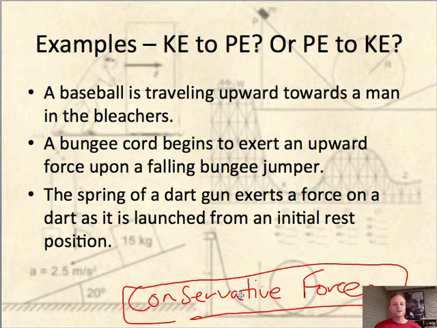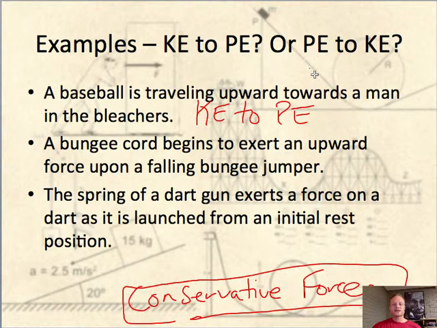So a baseball is traveling upwards towards a man in the bleachers. Okay, so this ball was hit and it's going up into the air. So it's moving and it's increasing its height. And so this would be an example of kinetic energy going towards potential energy. Okay, it's going to be way up in the stands in the nosebleed section. So that kinetic energy is being converted into potential energy.